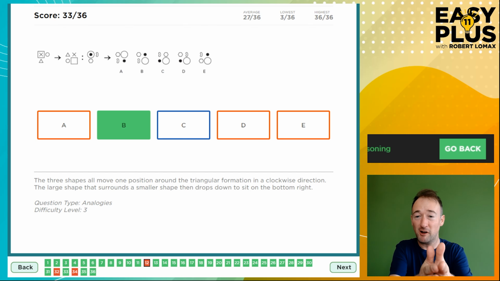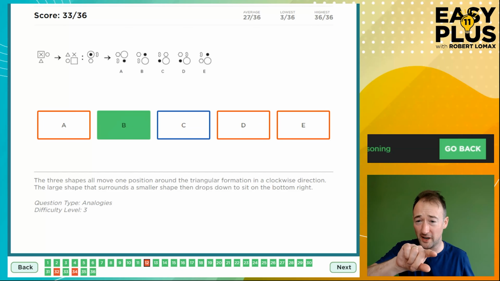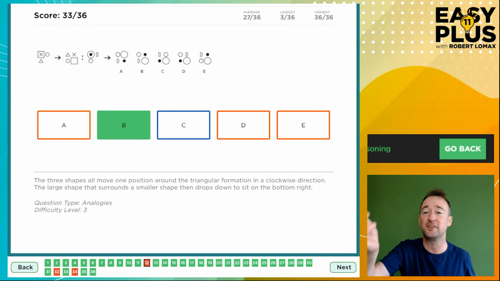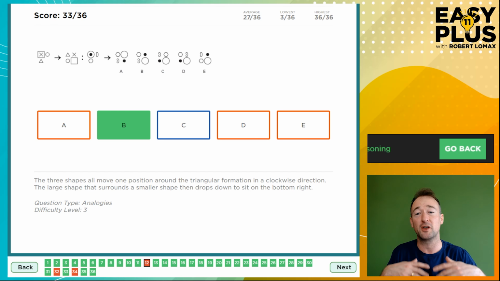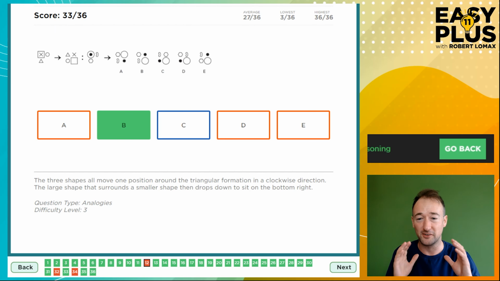I was moving from the right-hand example to the left-hand example, so I had them moving anti-clockwise, X to the left, triangle down, circle up there. It's the other way around, it's clockwise. And so rather than picking B, I picked option C, where the kidney bean ended up in the top left. Silly mistake, but these things happen. We all make mistakes sometimes. Don't beat yourself up. Just look at the overall score and hopefully you've still done very well.